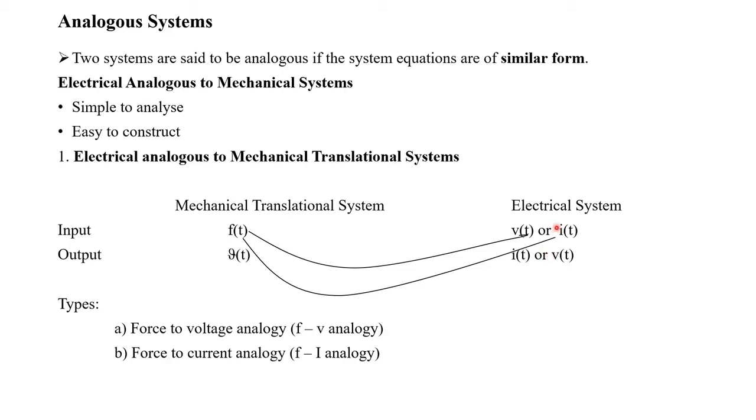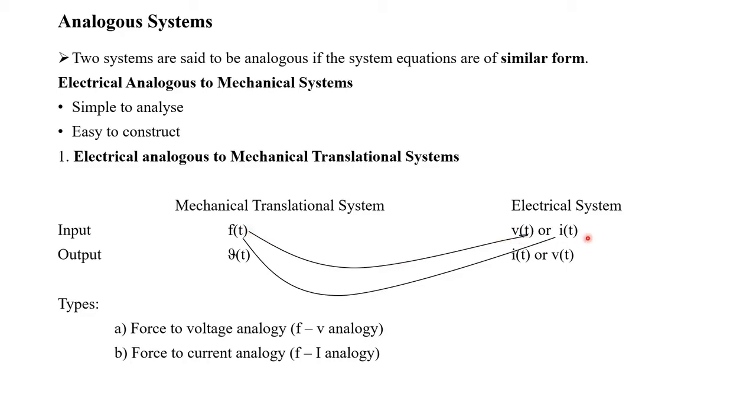For the electrical system, the output will be either current or voltage. If you consider the input as voltage, then the output will be current. If you consider the input as current, then the output of the electrical system will be voltage. All the inputs as well as outputs are functions of time, or we can simply represent them as F, V, and I. So we can transform the input force of the mechanical translational system into either voltage or current, isn't it?